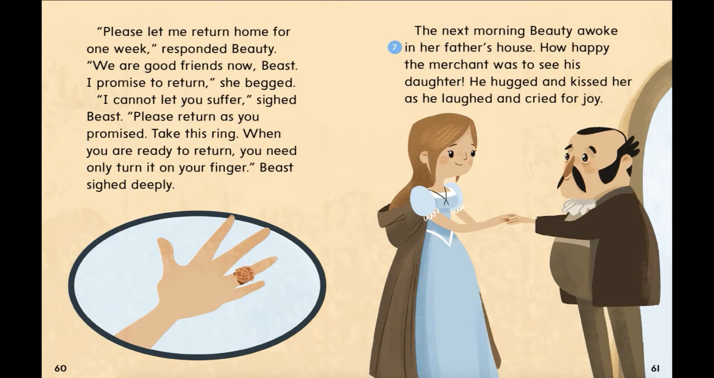My prediction was not correct. Here is Beauty back home with her father. She did promise to go back to Beast, so she does care about him. That part of my prediction, that Beauty did not want Beast to be unhappy, that was correct when she promised she would return.